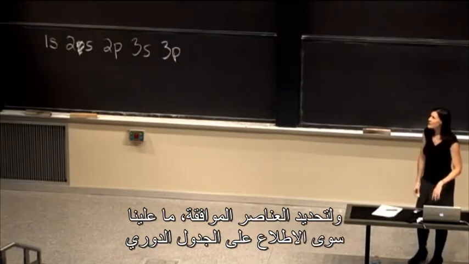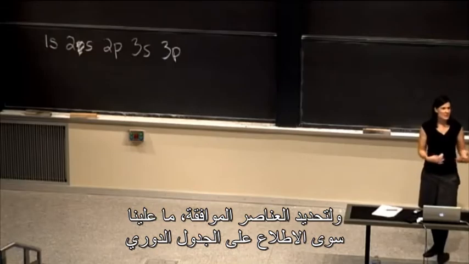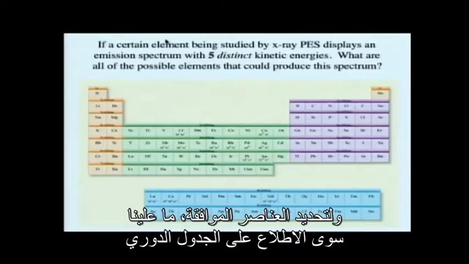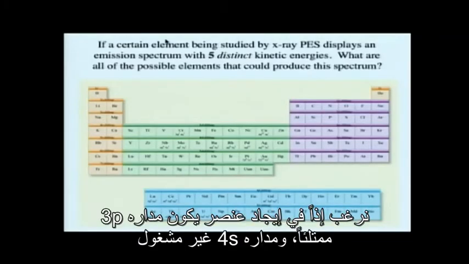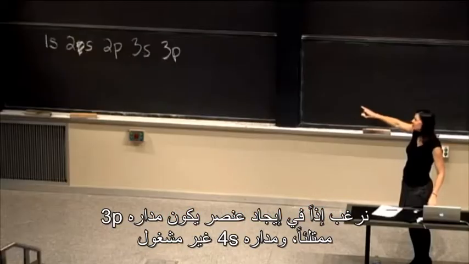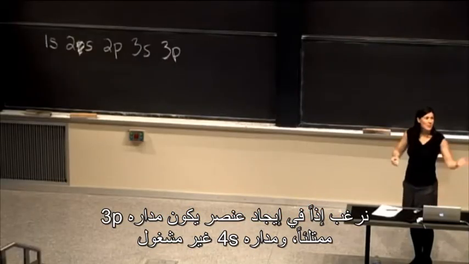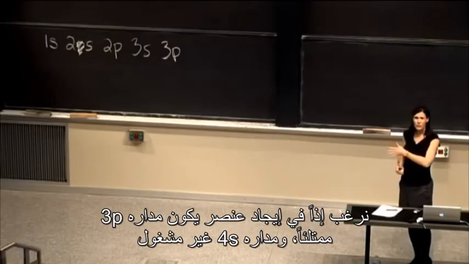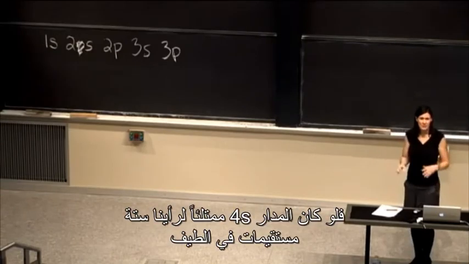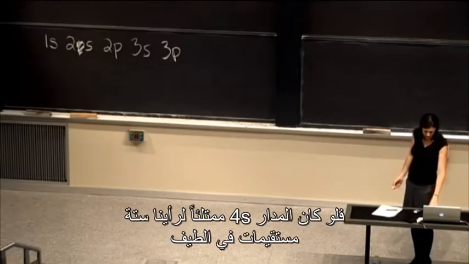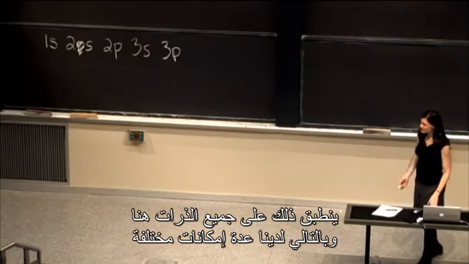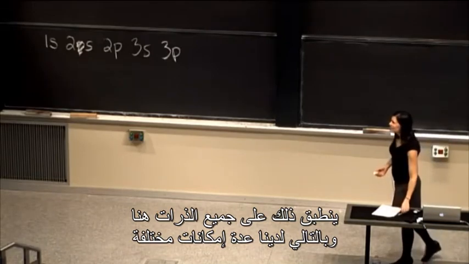So then all we need to do to determine which elements that corresponds to is take a look at our periodic table. So we want to look at any element that has a 3p orbital filled, but that does not then go on and have a 4s, because if it had the 4s filled, then we would actually see 6 lines in the spectrum. So that is relevant for all of these atoms here.